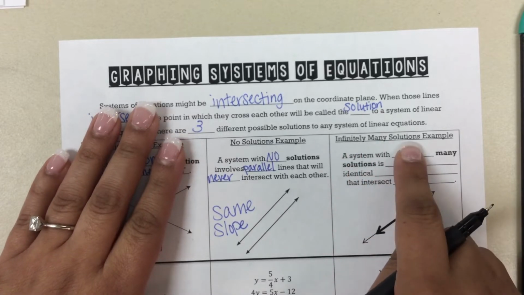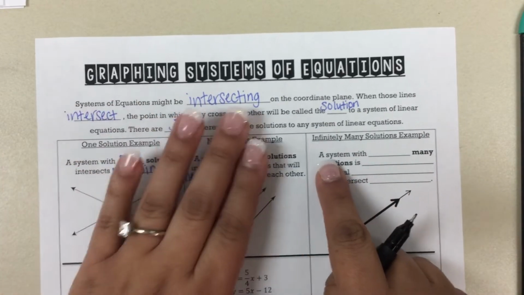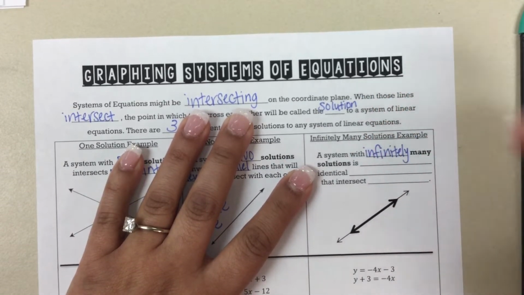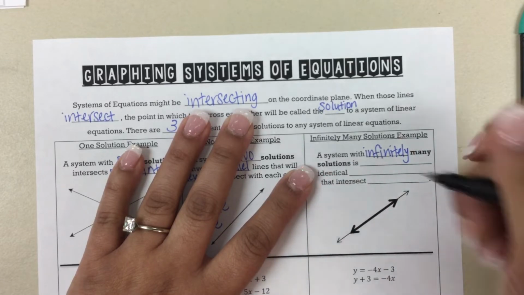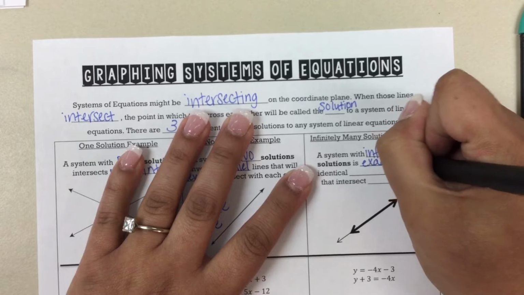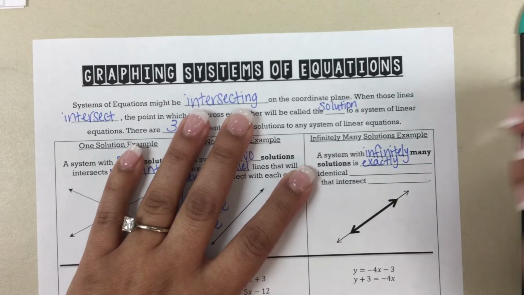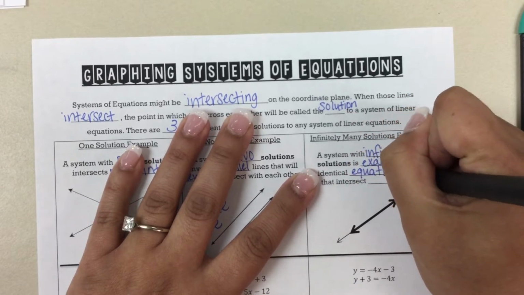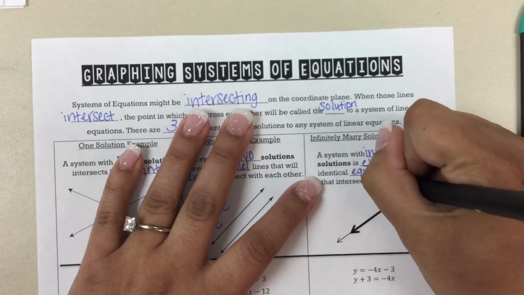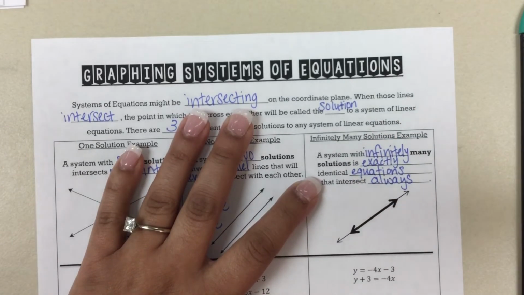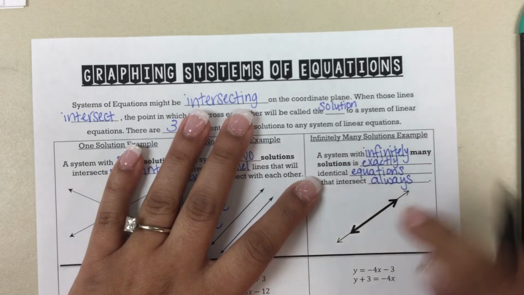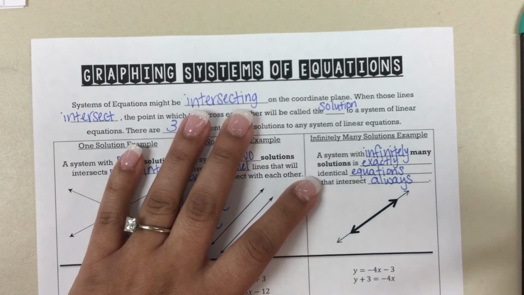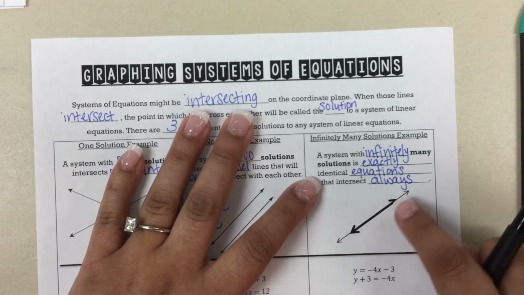Lastly, you can have infinitely many solutions. So a system with infinitely many solutions is exactly identical equations that intersect always. Okay, so basically if you have a line and you have another line right on top of that same one, it'll be the exact same equation and they will always intersect at every single point.